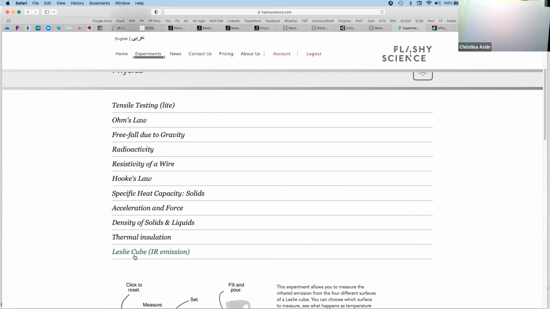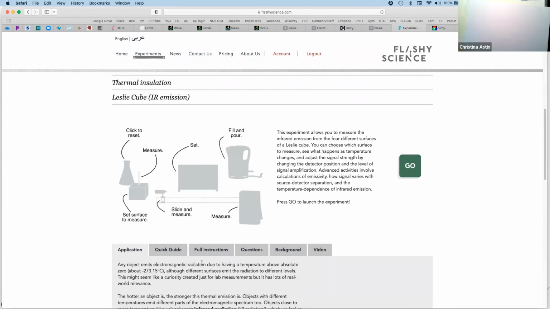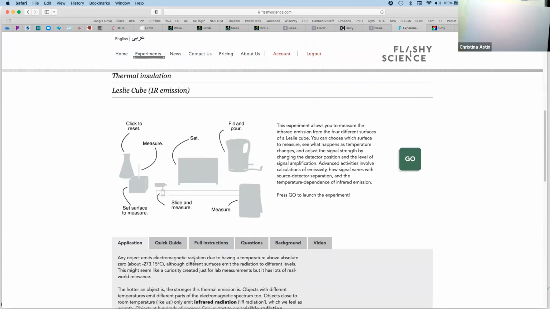So I'm going to show you the Leslie cube. Now, this is a curious practical for lots of different reasons. And if you ever go on Twitter and ask about the science behind the Leslie cube, measuring infrared radiation coming from a hot object, you'll get a lot of physics purists who have quite a lot to say about it. But I'll spare you that pleasure, and we'll just do it.